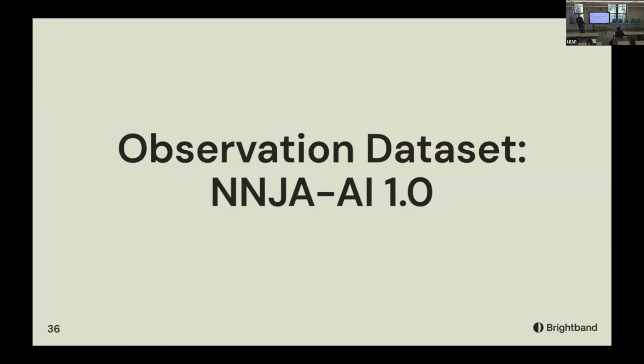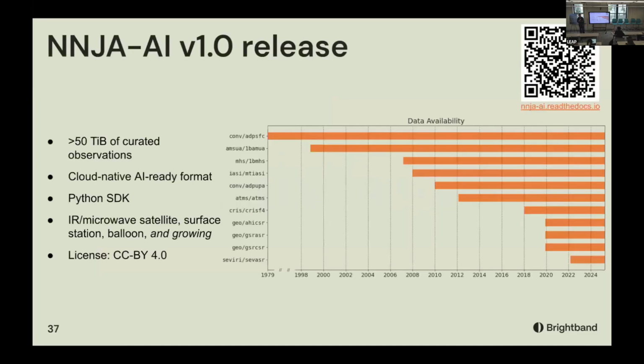Ninja is a joint collaboration between NOAA and NASA, which is an archive of level 1, very raw observational data. It's been, I don't want to say locked up, but it's been in data formats that are very convenient for people working in government, but maybe not so convenient for people working in research or in AI or in cloud compute and so on. So we took all those files and we processed them to get about 50 terabytes of curated, cleaned up observations. They're in cloud native, AI ready format.